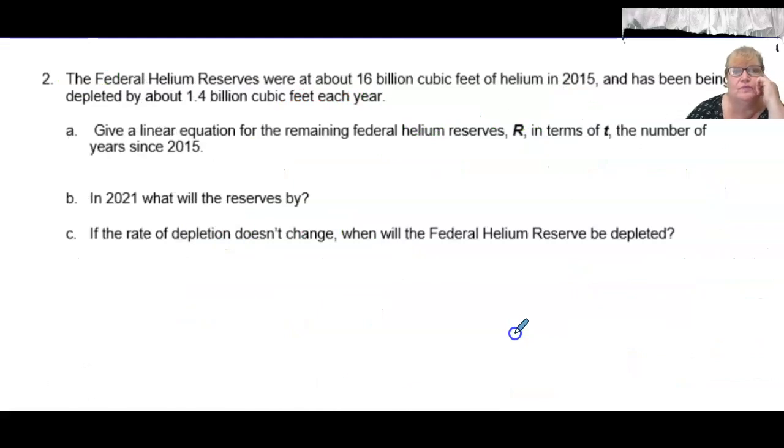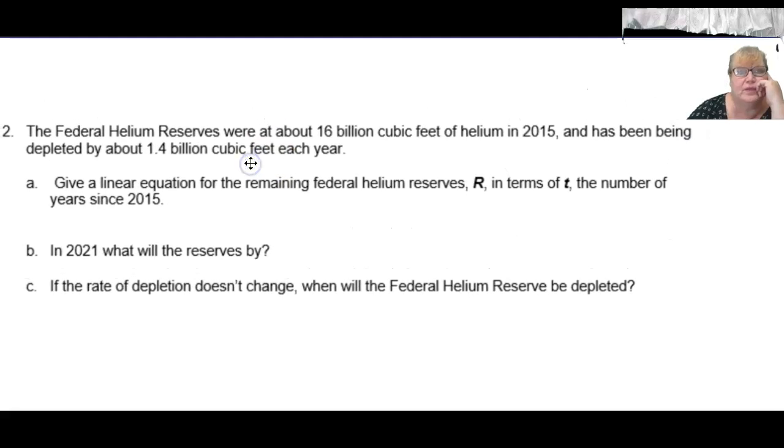This example is a little bit different because, let me see if I can move this. How's that? It says the Federal Helium Reserve reserves were at 16 billion cubic feet. We're just going to use 16 and label it billion cubic feet in 2015, and has been being depleted. So we need a negative slope here by 1.4 billion cubic feet each year, so that's already a slope. So write a linear equation.